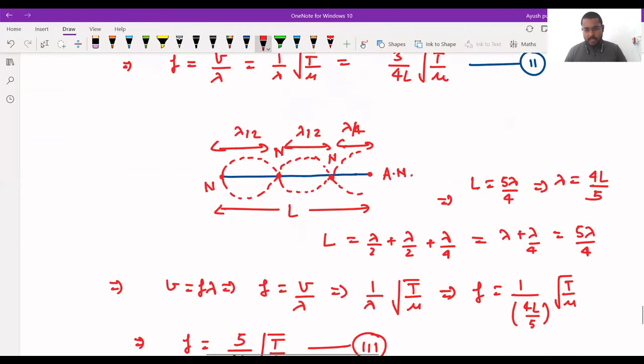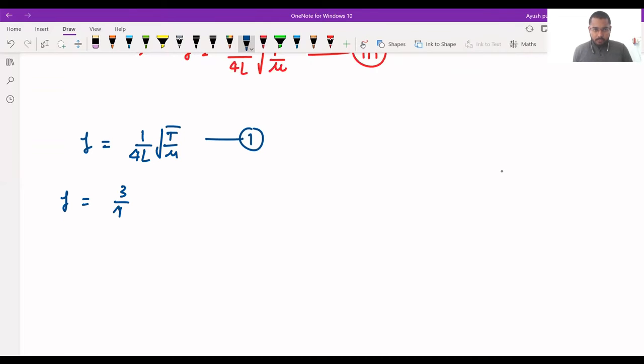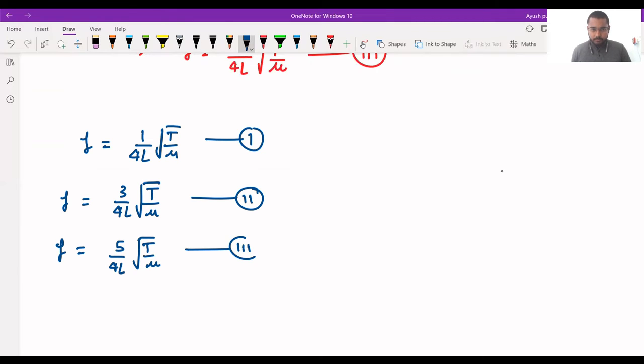So now let's write all three equations here. First equation was f is equal to 1 upon 4L root T upon mu. This was the first equation. And second equation was 3 upon 4L root T upon mu. This was the equation second. Third equation was 5 upon 4L root T upon mu. Now, this is the third equation.